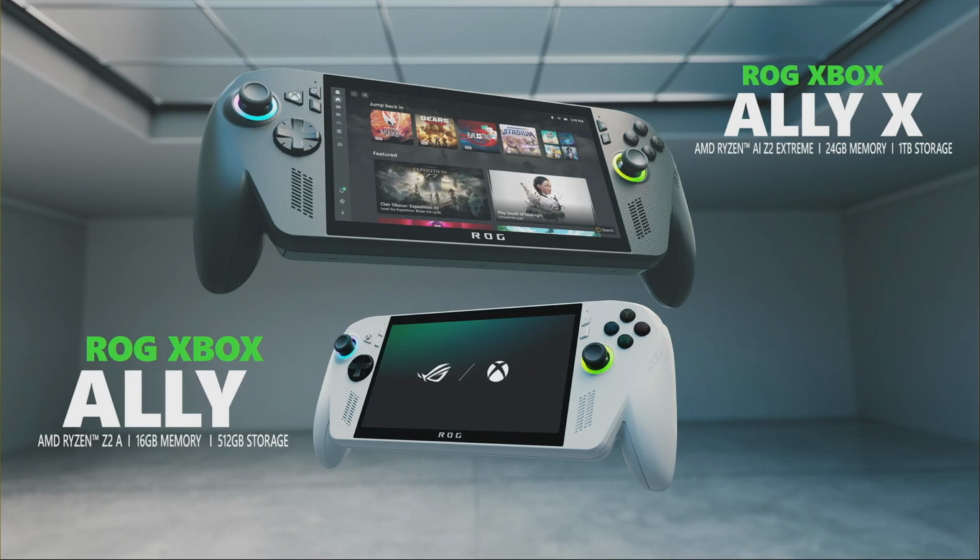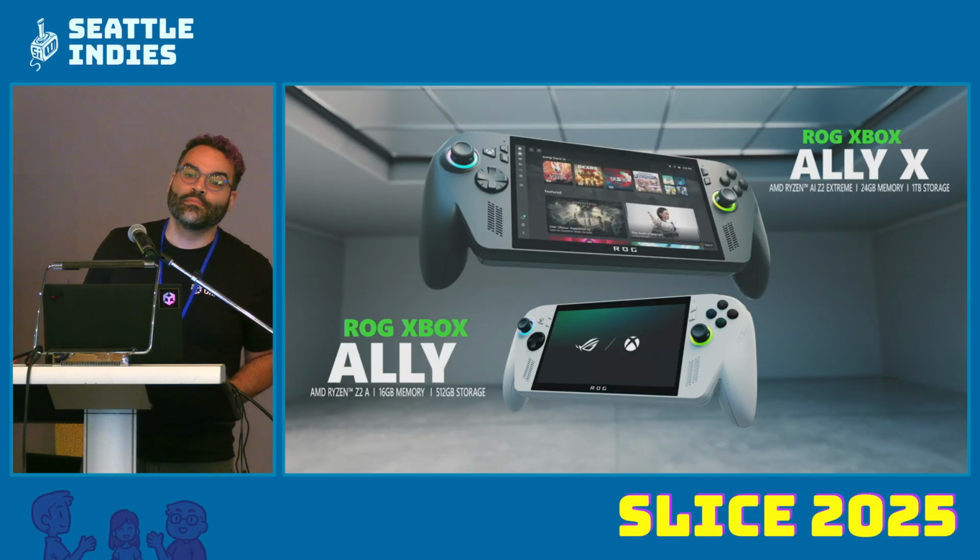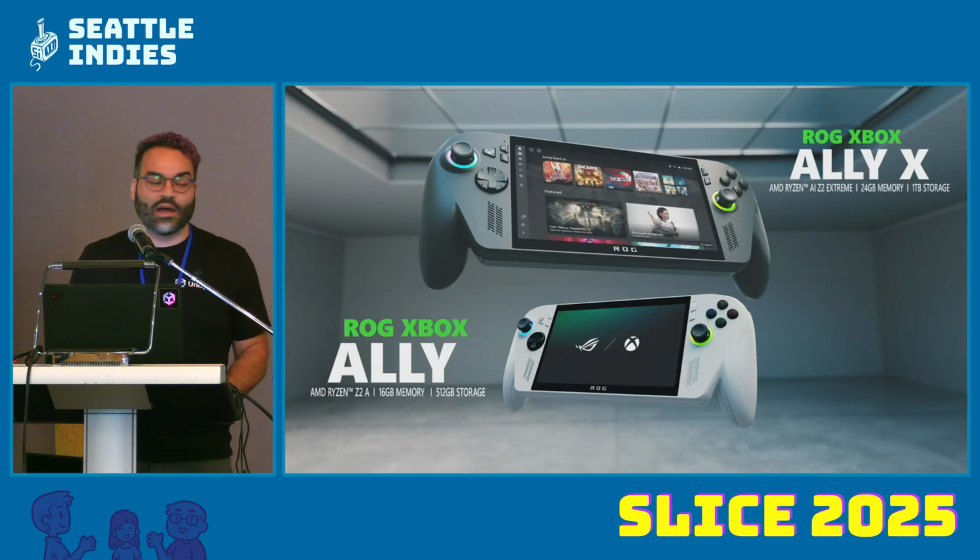One of them is the Ally, or the Xbox Ally, which has a Ryzen Z2A processor. And then there is the high-performance model, which is the Ally X, which has a Ryzen AI Z2 Extreme. These devices are really cool, and Microsoft will be talking more about them at a later talk today, at 3:45. You should go check it out. They're going to talk more about the specs of these devices and how exciting they are.